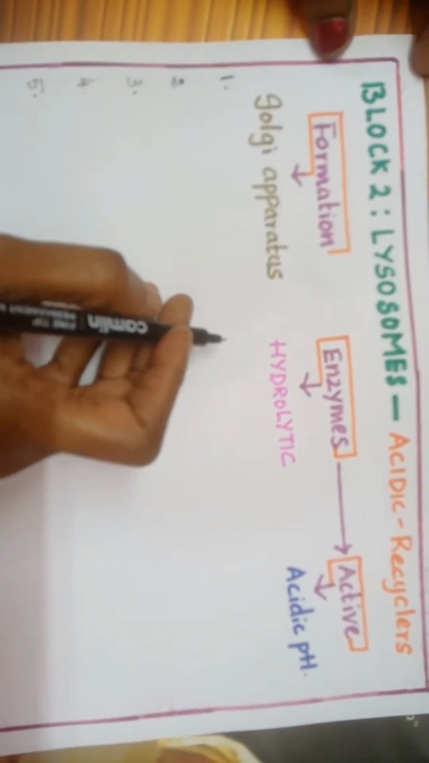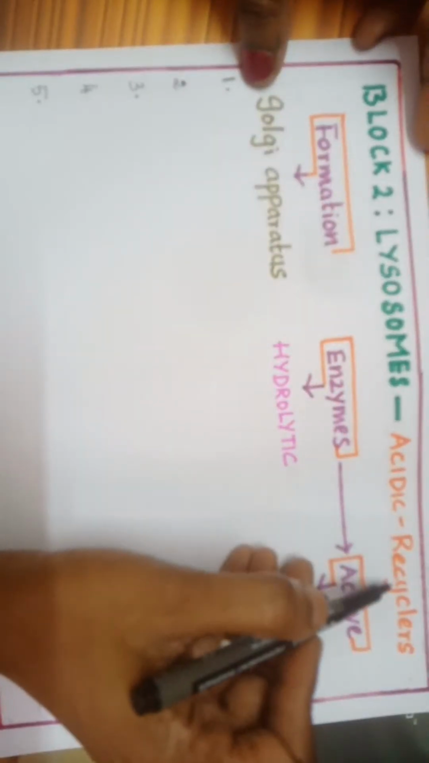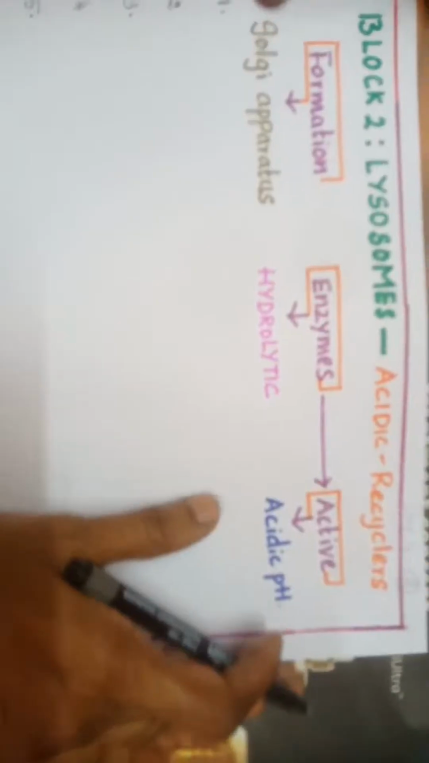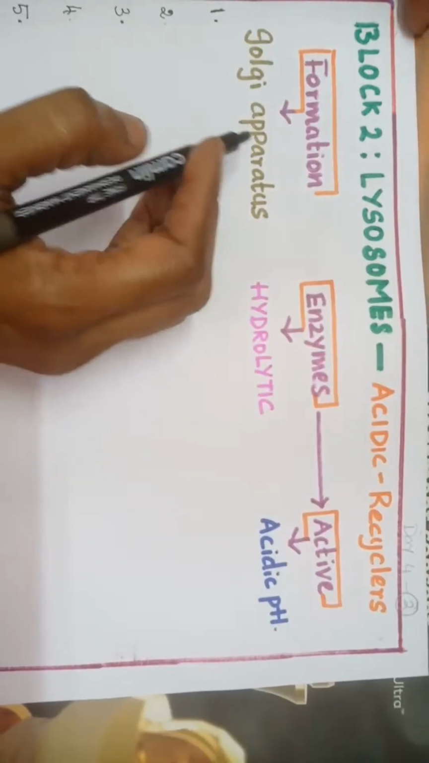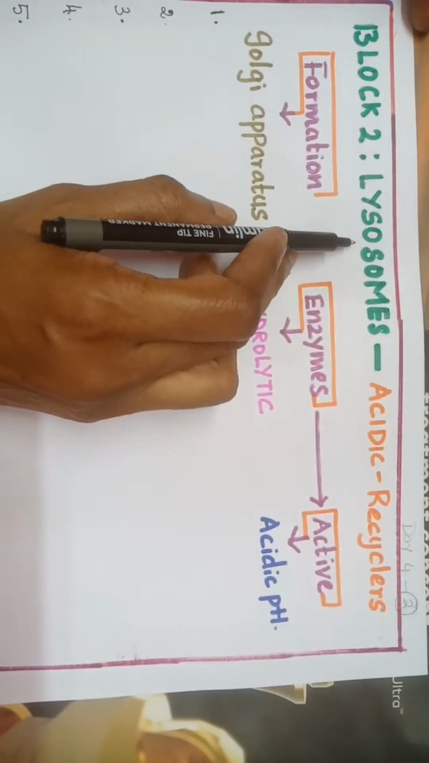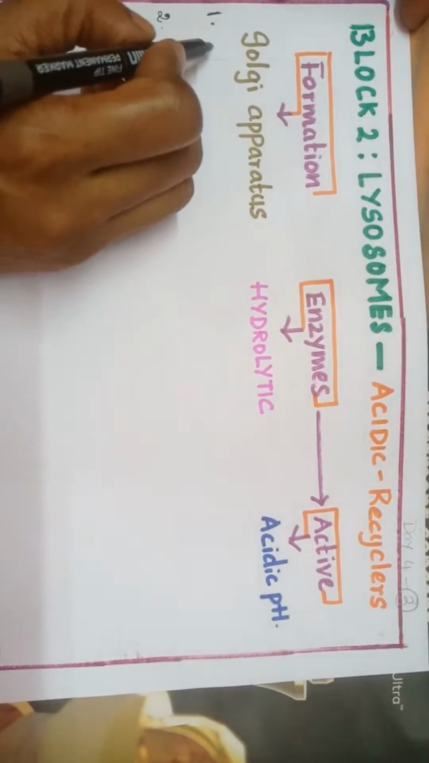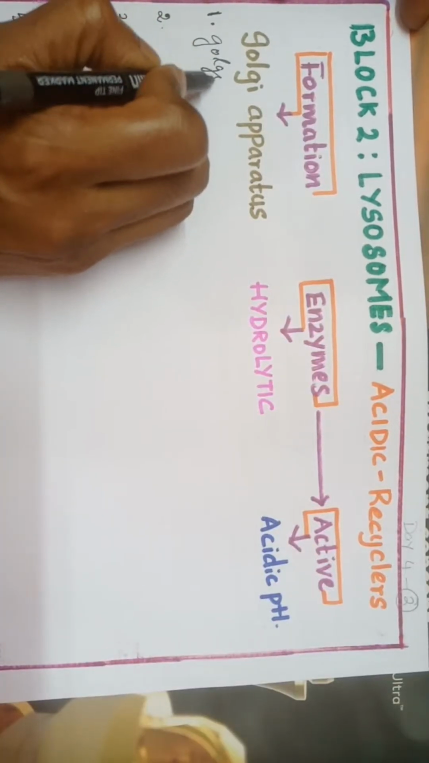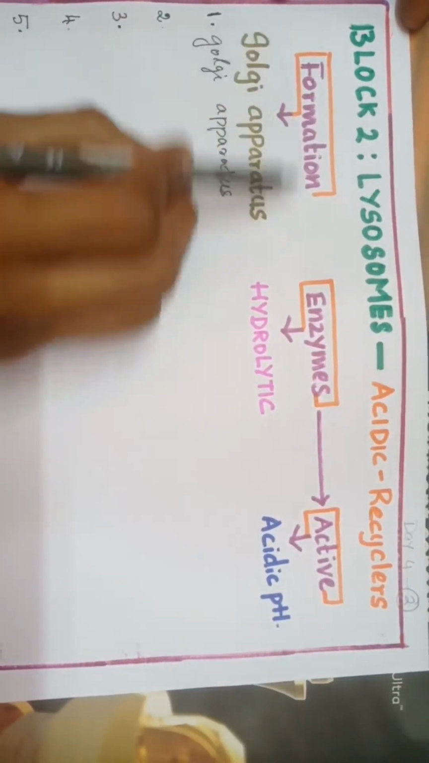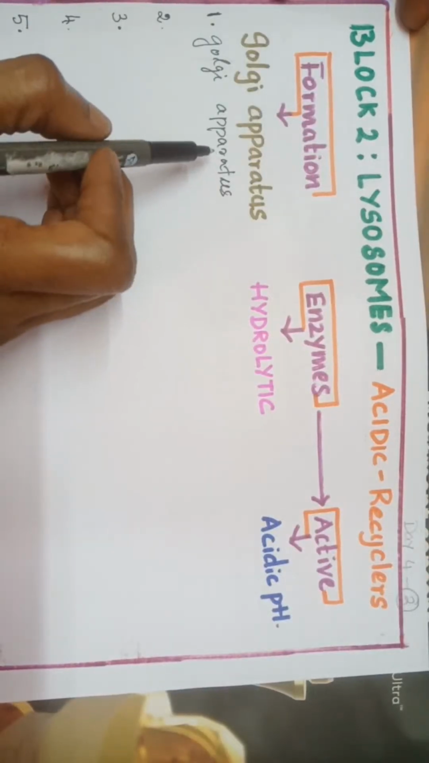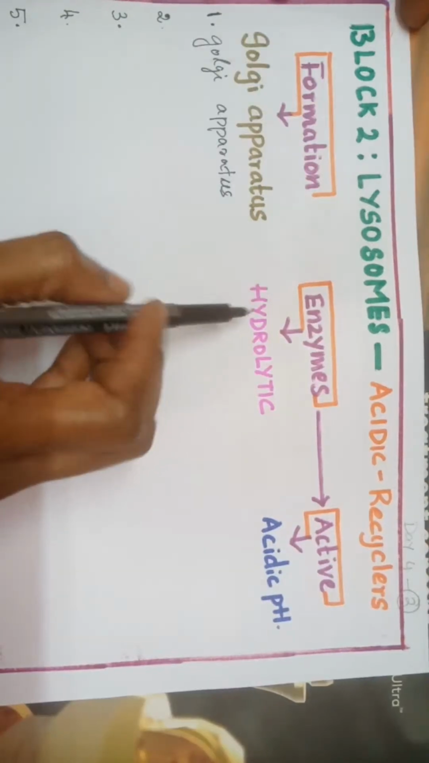How many of you have completed? Okay, shall we move to block 2, lysosomes? Okay, they are also called as acid recyclers. Now lysosomes are formed from what? Which organelle? Formed by packaging of Golgi apparatus. They are formed from Golgi apparatus, formed by the packaging of Golgi apparatus. Okay. Next is, what are all the enzymes seen in lysosomes? This is one very important MCQ.